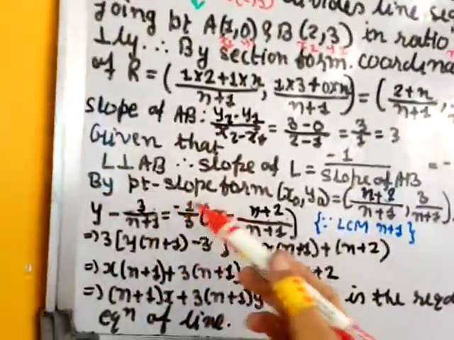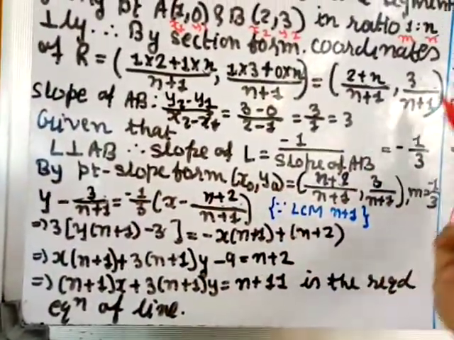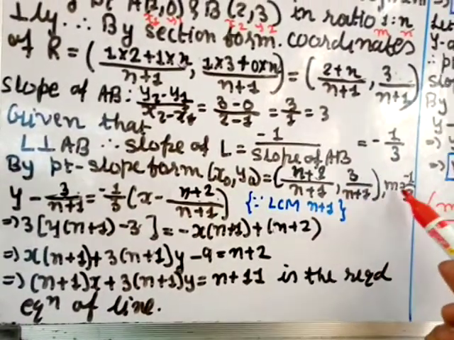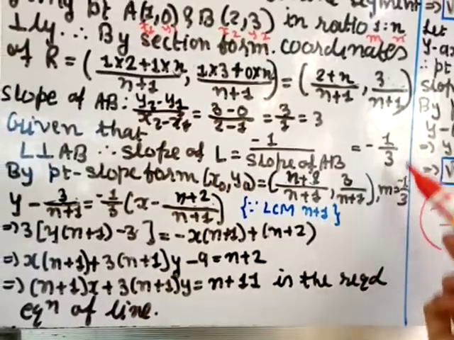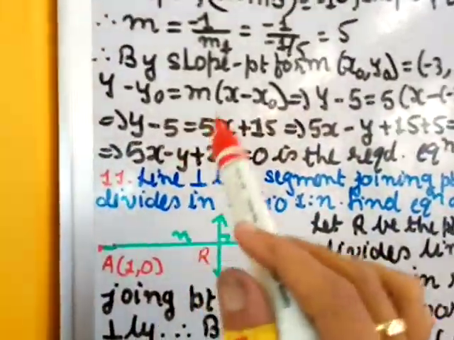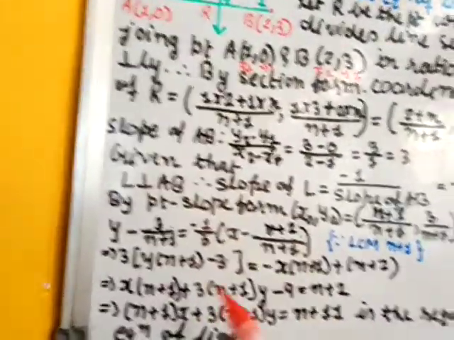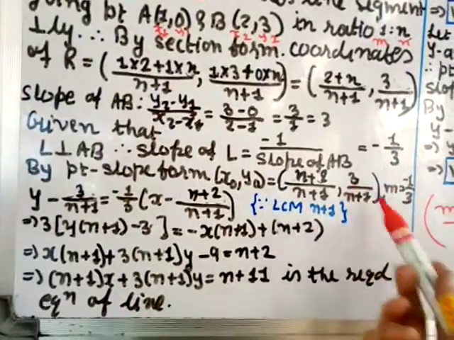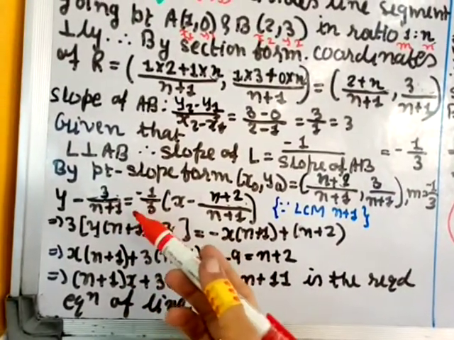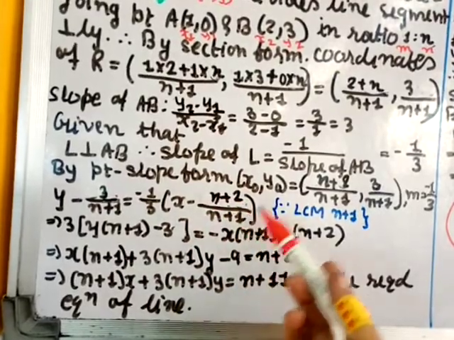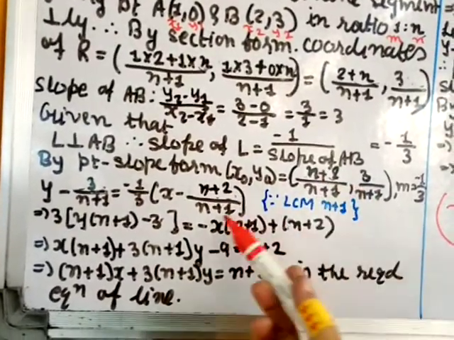So by point slope form, x naught, y naught, call this point (n plus 2 by n plus 1, comma 3 by n plus 1), and m is minus 1 by 3. Okay, that is the slope. I am not writing the equation, I am directly using what I have written here previously. So directly I use y minus y naught, where y naught is 3 by n plus 1, equal to m, which is minus 1 by 3, into x minus x naught. So x naught is n plus 2 by n plus 1.